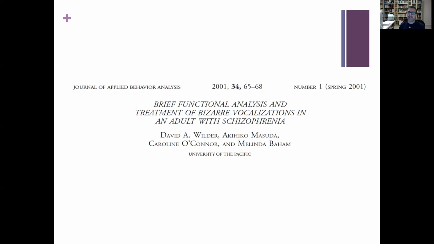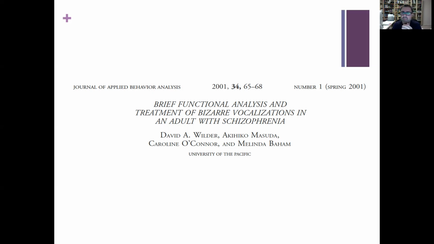Now, let me give you an example of a very simple DRA procedure used by my colleague, Dave Wilder. Dave used to be a professor at University of the Pacific in Stockton. He has now been, for several years, and this is an old article, 2001, at Florida Institute of Technology in Melbourne, Florida, as a professor there.